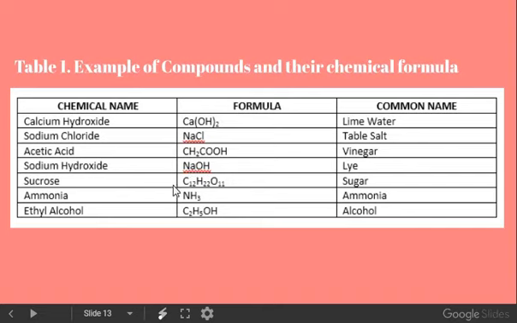Then sucrose, C12H22O11, also known as sugar. Ammonia, NH3, common name is ammonia also. Then ethyl alcohol, C2H5OH, and the common name is alcohol.